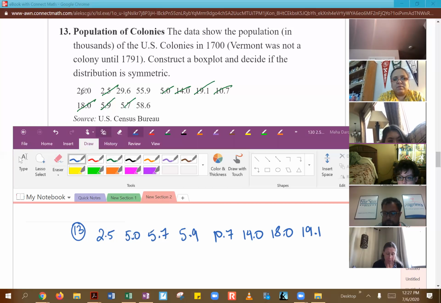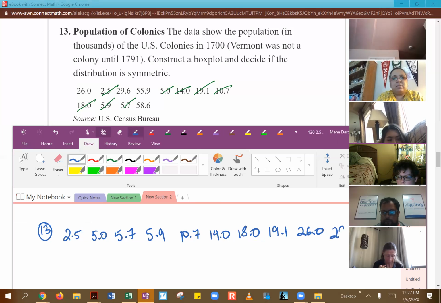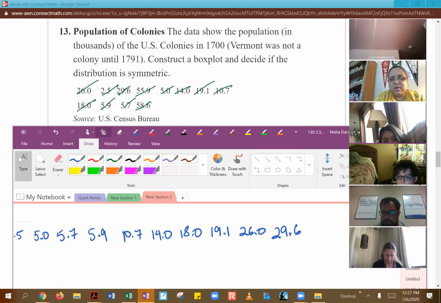That will then bring us to 26 and 29.6, okay. And I think that just leaves us with the 50s after that. So 55.9 and 58.6. And I think that covers all of those numbers. So the last two, 55.9 and 58.6. All right. So go ahead and tell me what our 5-number summary values are going to be.